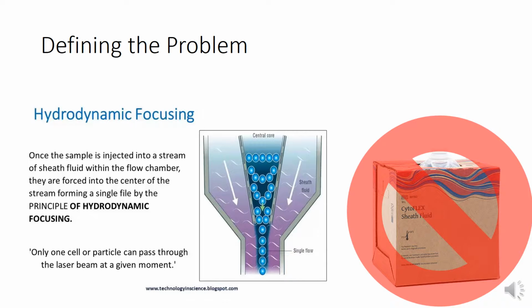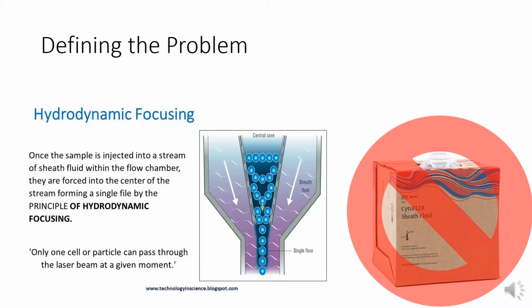In the first image, we can see an example of one of the focusing measurements, which is hydrodynamic. This is where a sample is injected into a stream of sheath fluid within the flow chamber, and they are forced into the center of the stream, forming a single file by the principle of hydrodynamic focusing. This allows for the cells to be pushed over the center of the aperture to give the best readings. So this works by having the cells being counted to be streamed into the flow cytometer and the sheath fluid used to essentially drive the cells into the center of the cytometer, like I said.